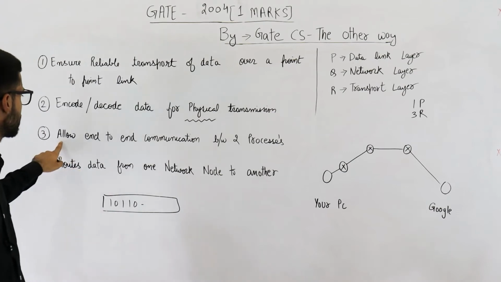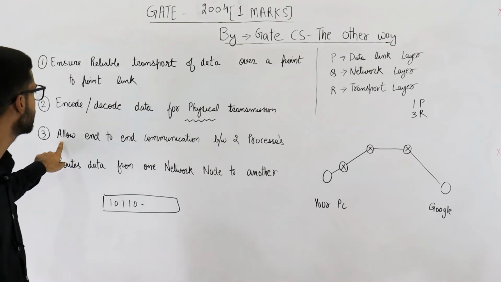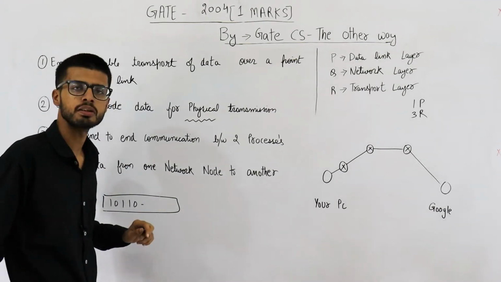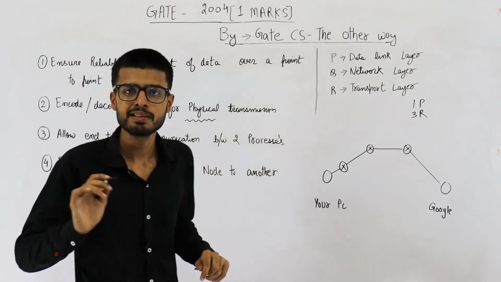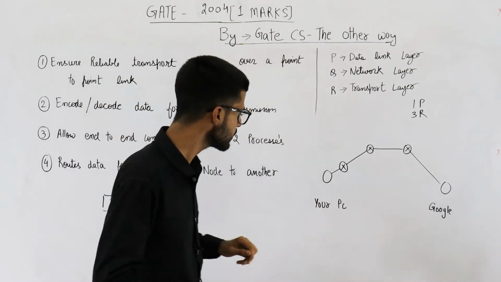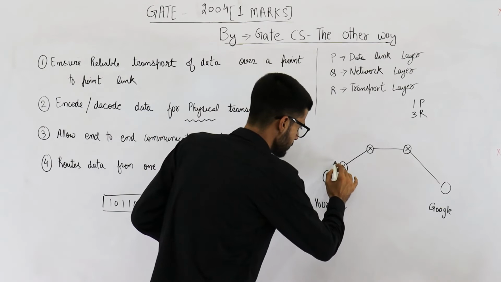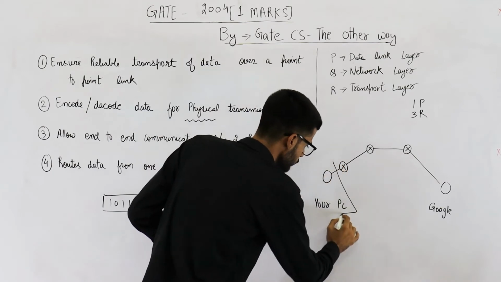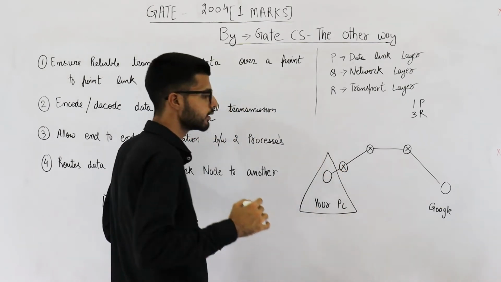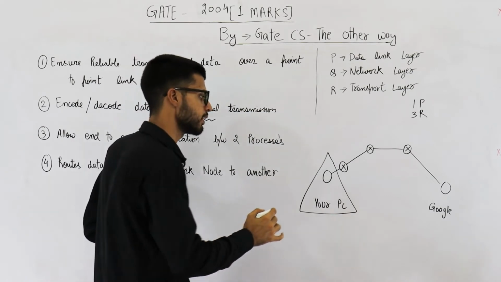Anyways, let's discuss point number 3. Allow end-to-end communication between two processes. What is end-to-end communication? See, this is your PC. Suppose this is your PC. There might be various processes running in your PC.